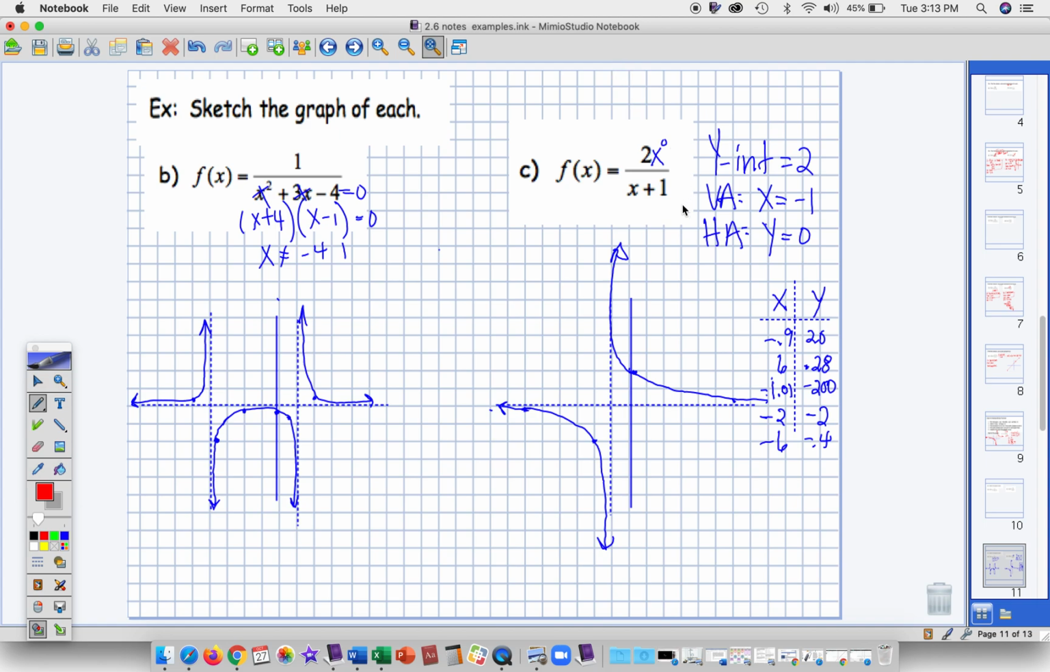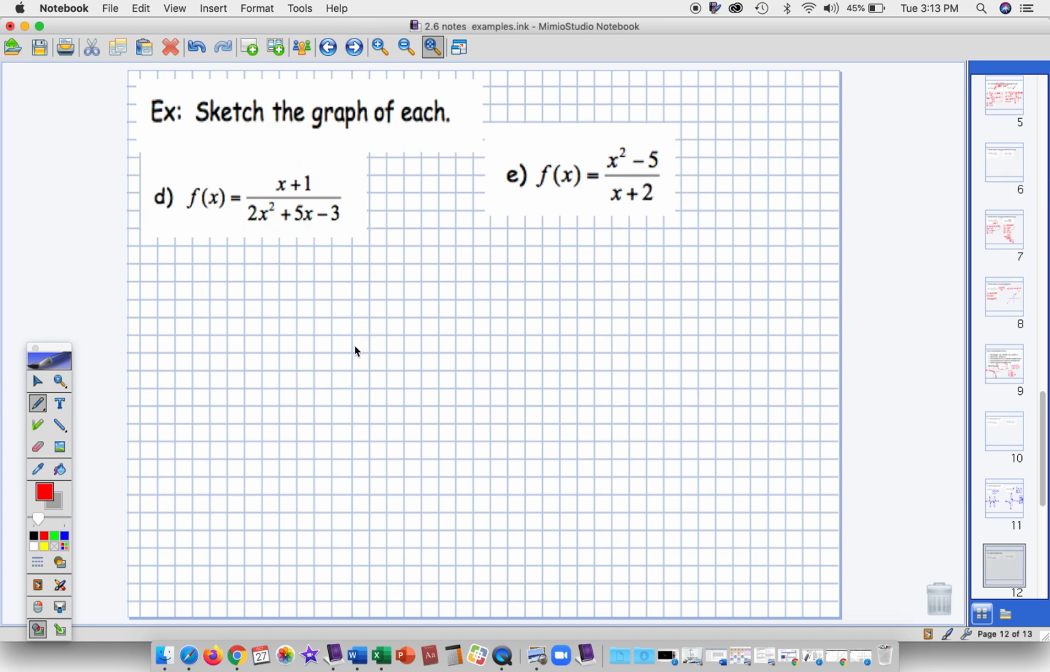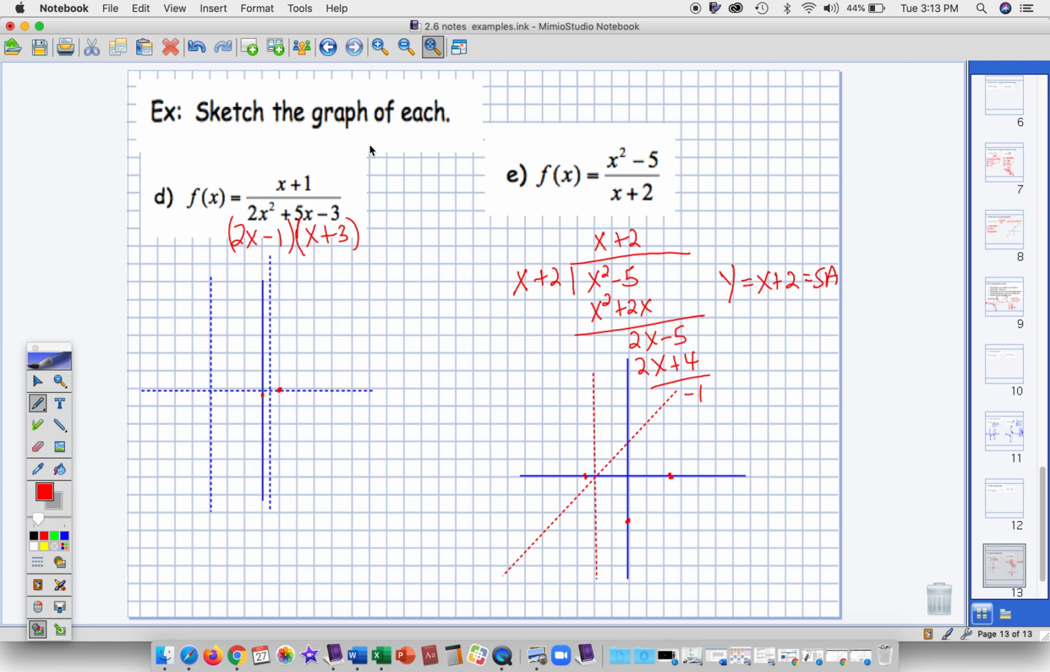For C, I have a y-intercept of 2, vertical asymptote negative 1, horizontal at the axis, plotted some points to get a better idea of where the curve is. Okay, so again, try these 2, pause the video, and then come back when you're done. Okay, let's see how you did.